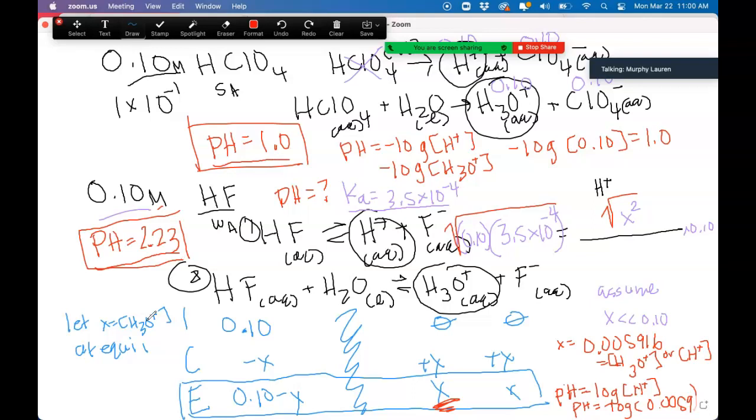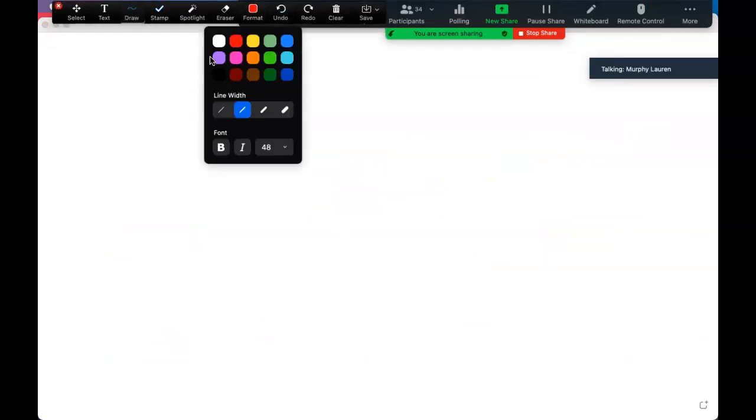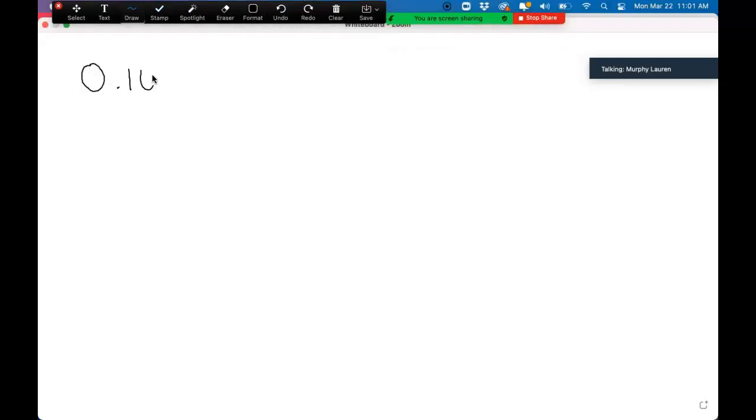Any questions on this before we move on? All right. So now, instead of an acid, we're going to do a base. So let's talk about bases. We're going to do the same concentration, okay? 0.1 molar.